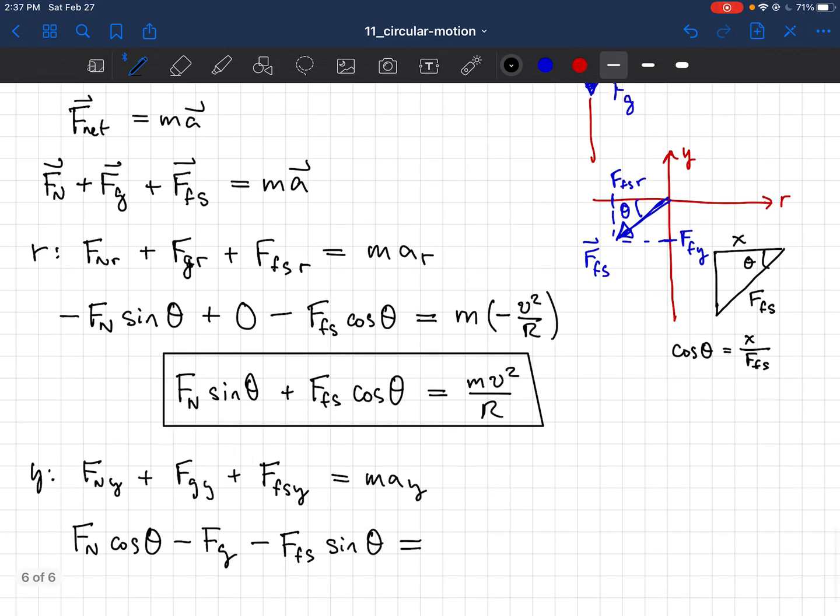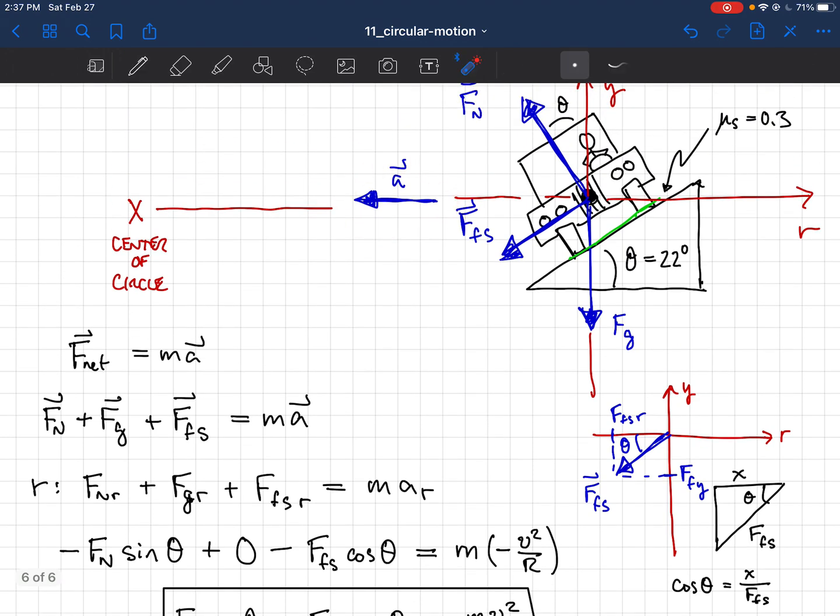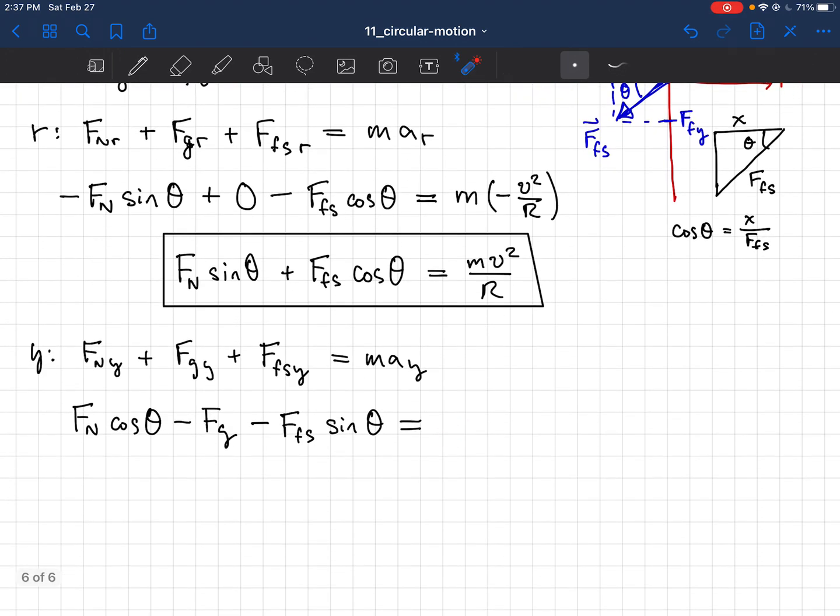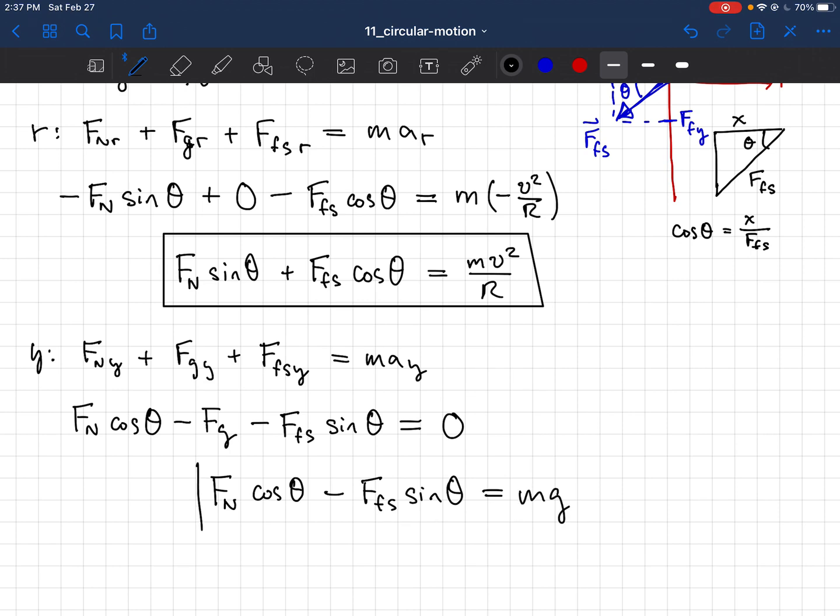And then the acceleration points horizontally, so it has a 0 y component. So this just becomes 0 right here. So our full equation, let's write it out. It's going to be Fn cosine of theta minus F friction static sine of theta is equal to mg. Just plug in the equation for the force of gravity there. So there it is.